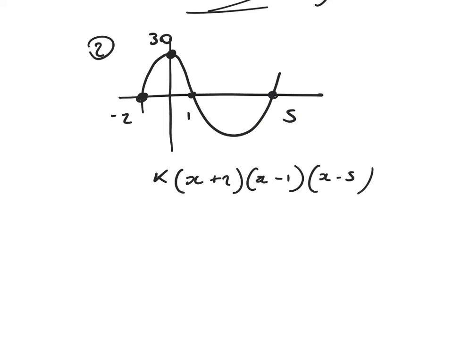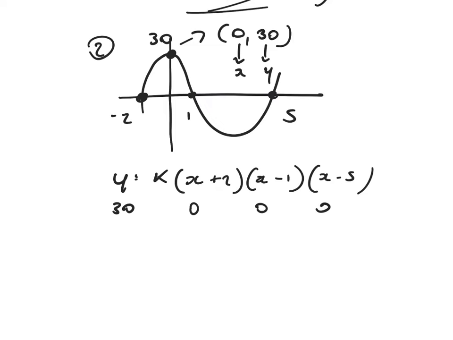Let's put the proviso in front, and y equals. Now the clue is that we've got the point 0, 30, so when the x coordinate is 0, the y coordinate is 30.